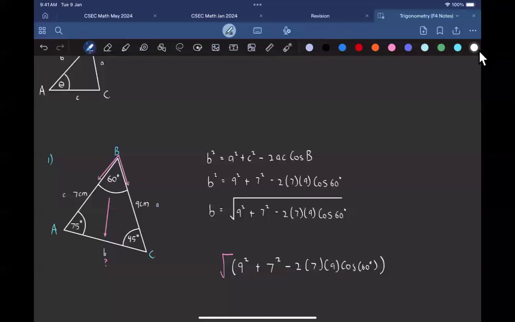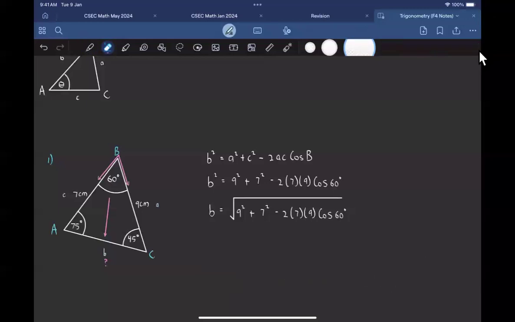You should get 8.19 centimeters. Excellent.